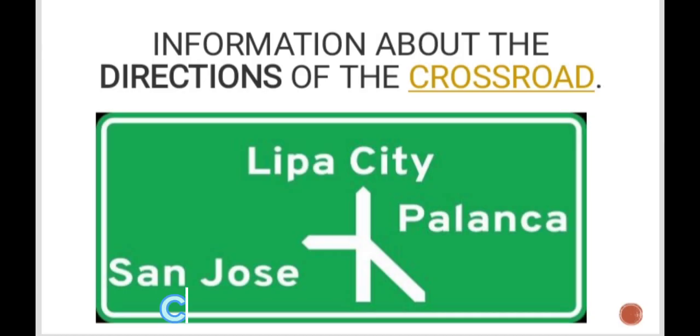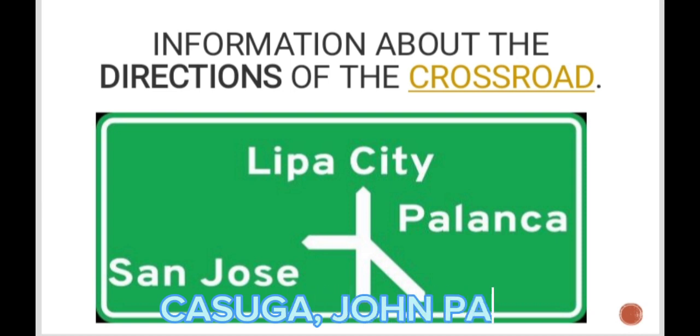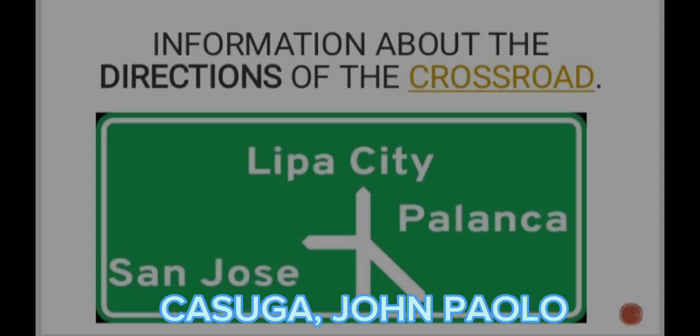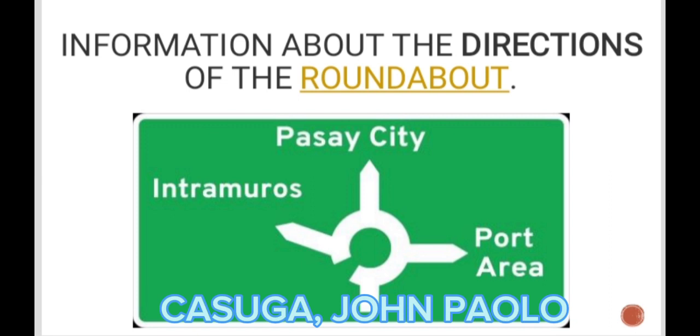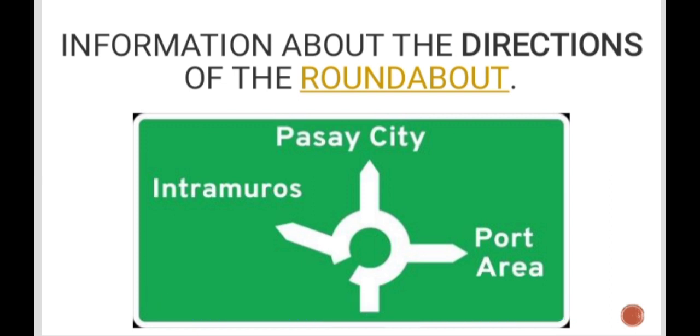Information about the direction of crossroad. A crossroad is a location where two or more roads intersect, typically forming a plus or T shape. Information about direction of roundabout. Roundabout is a circular intersection where multiple roads meet and traffic flows in counterclockwise direction around a central island.